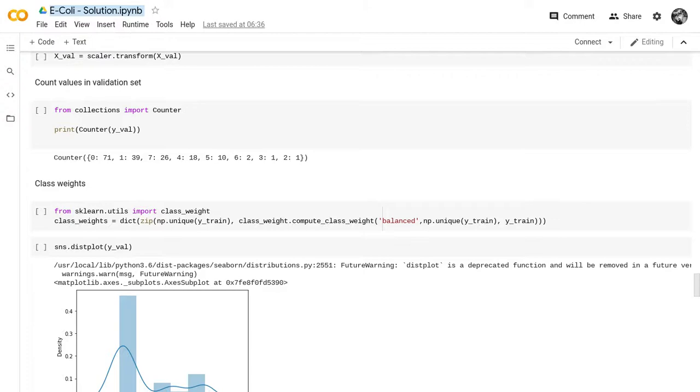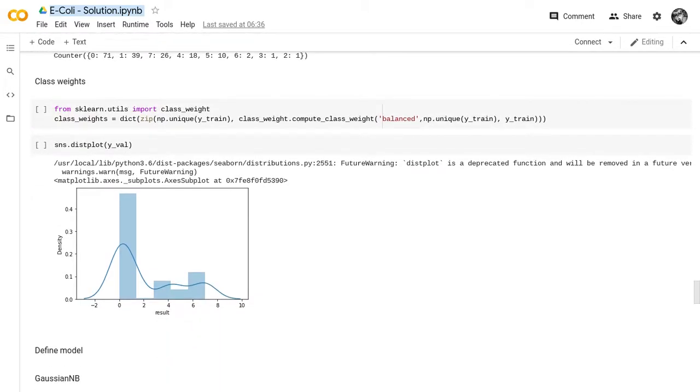And now what we do is we use the counter to see how many examples we have in the x val. So 0, we have 71, 1, we have 39, 7, we have 26, 4, we have 18, 5, we have 10, 6, we have 2, 3, we have 1, and 2, we have 1.